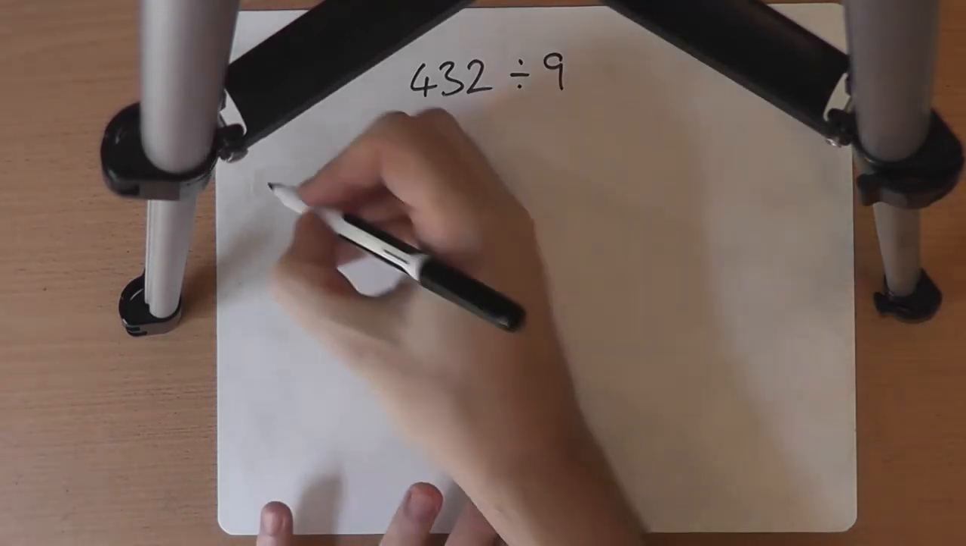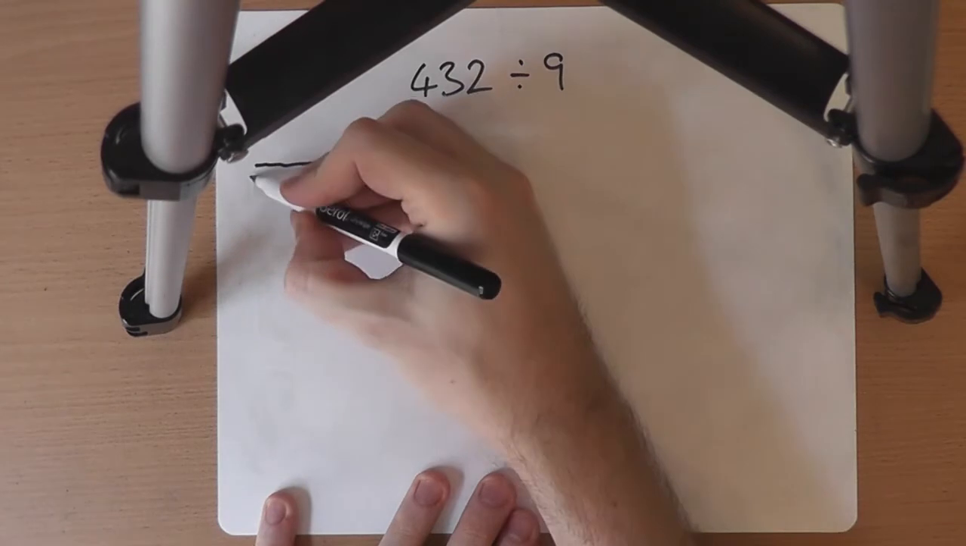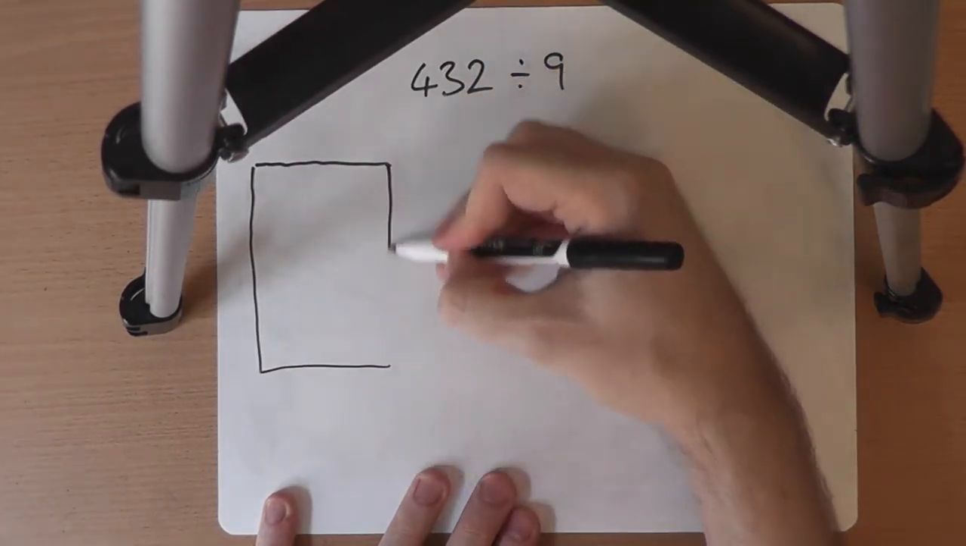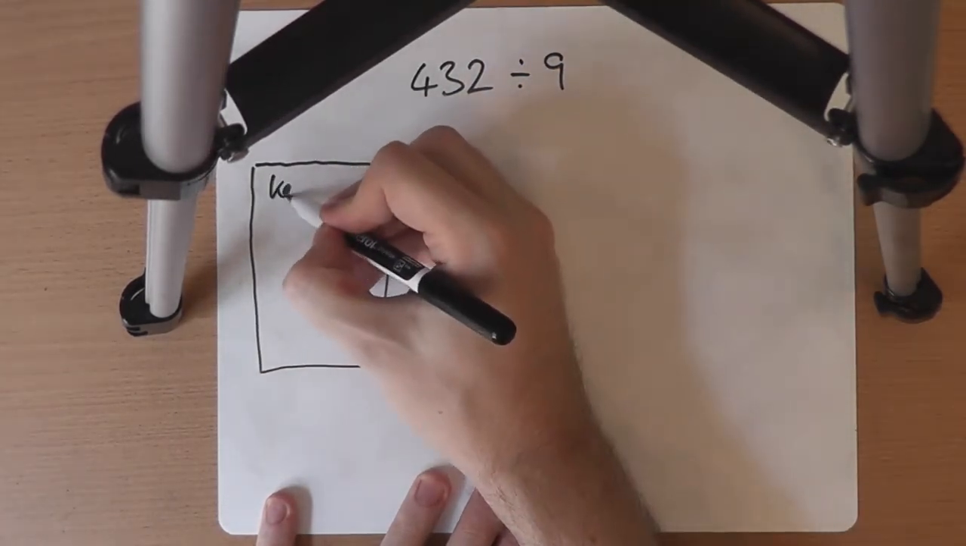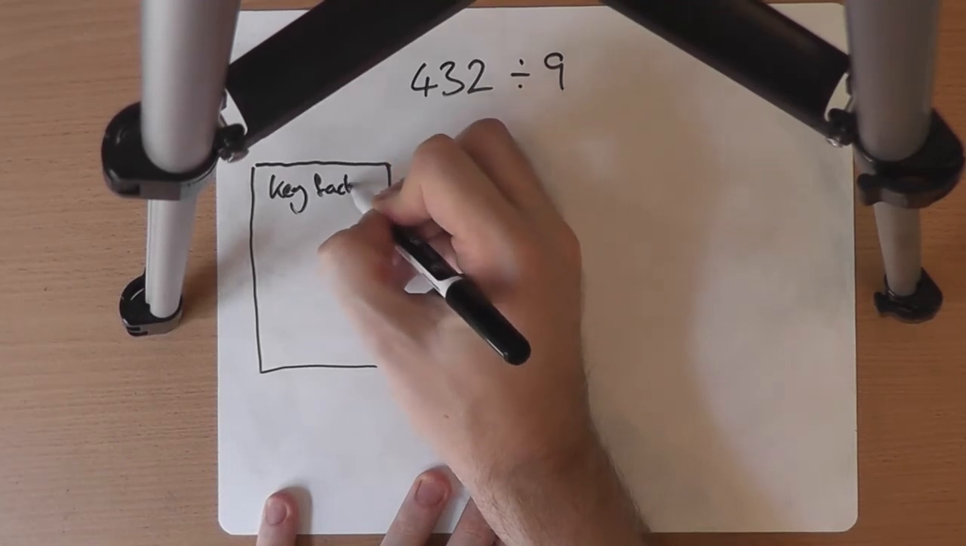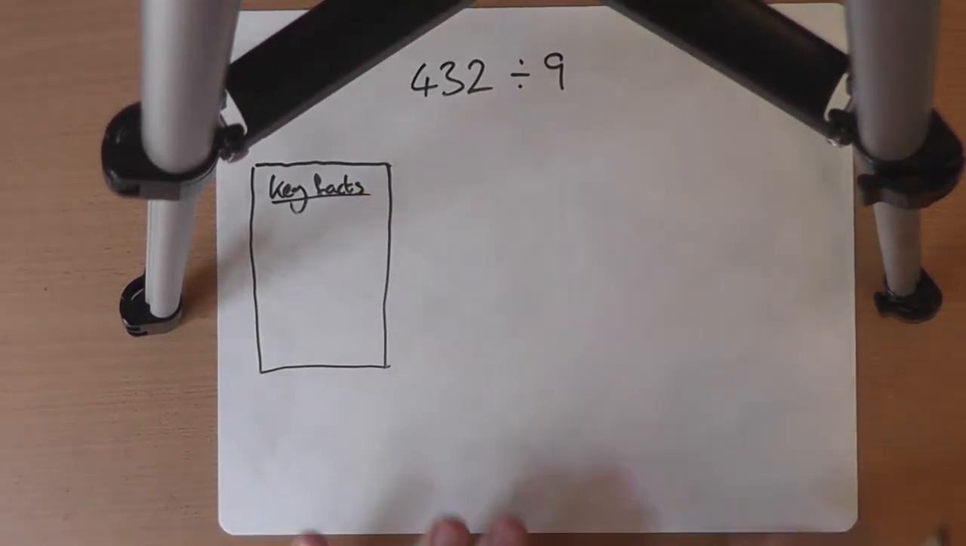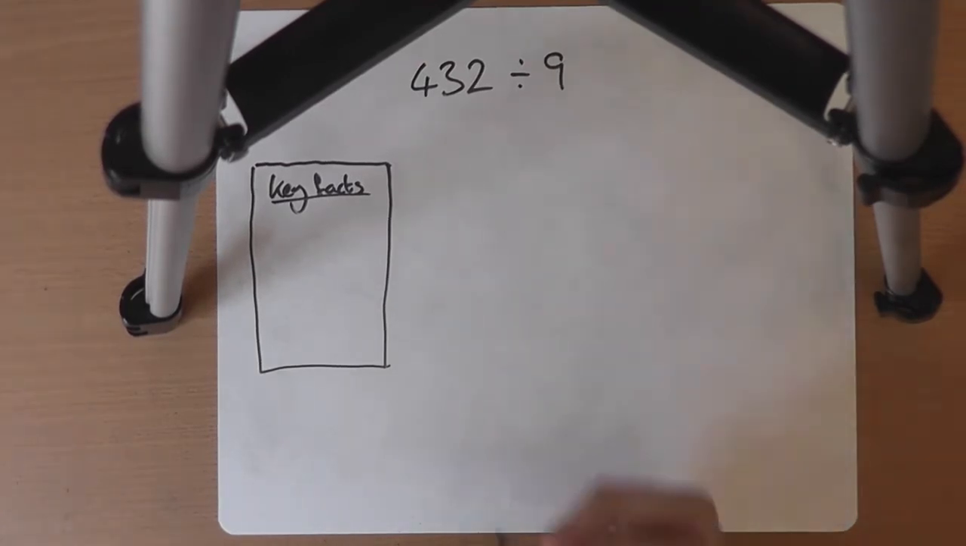First step with any of these questions, we're going to box off a bank of key facts. And this time we're going to be writing key facts about 9. Why? Because 9 is what we're dividing by, so we need to know information about 9 and chunks of 9.